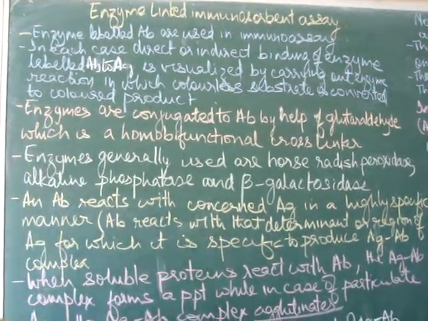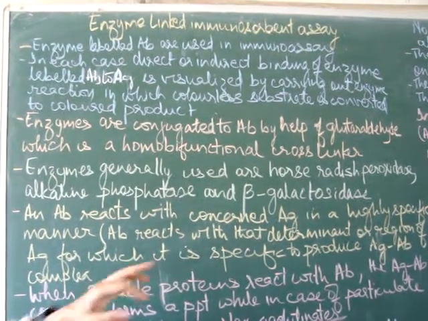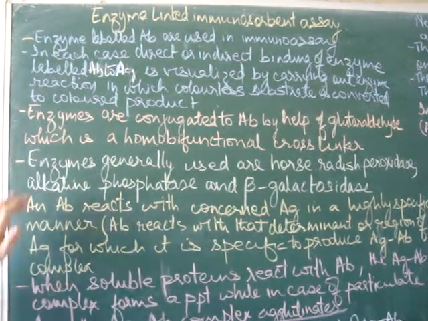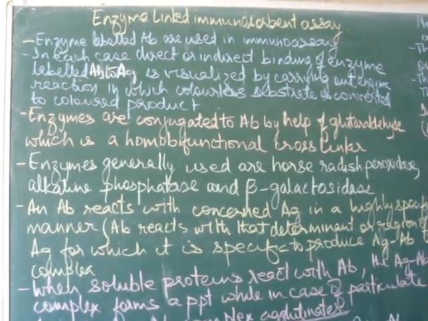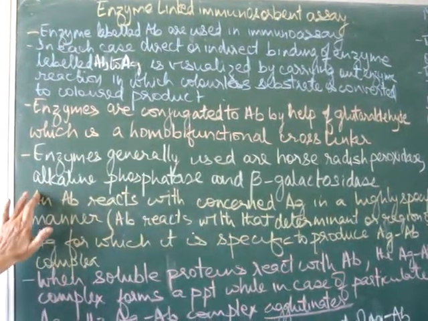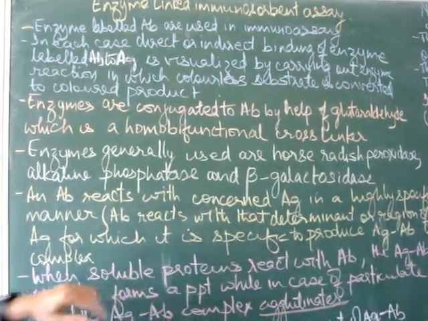The enzymes are conjugated to the antibody with the help of glutaraldehyde, which is a homobifunctional cross-linker. Enzymes generally used in this ELISA are horseradish peroxidase, alkaline phosphatase and beta galactosidase.